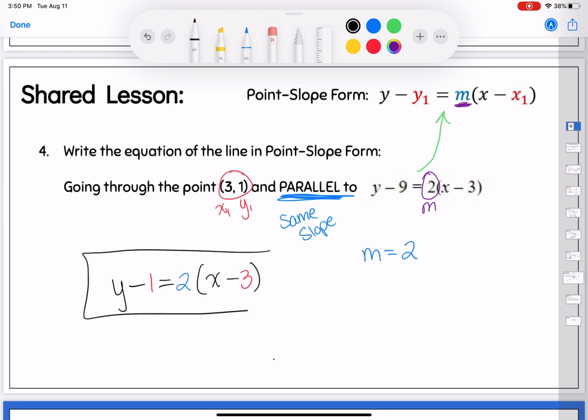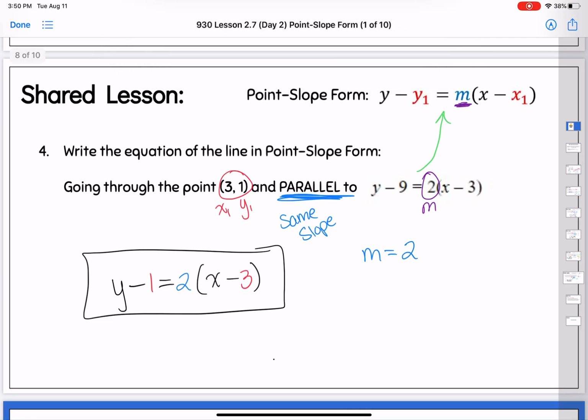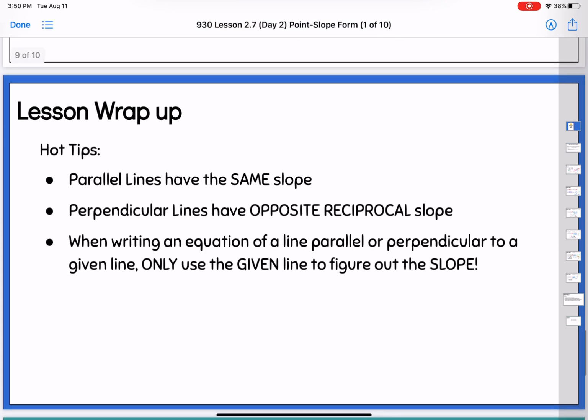So this is the correct equation, and I did not have to convert that equation because it was in point-slope form. So just be careful that you're really recognizing what form your equations are given in. All right, guys, if you can do that, you can do anything out there in point-slope form. You've got this. So just a couple of hot tips.